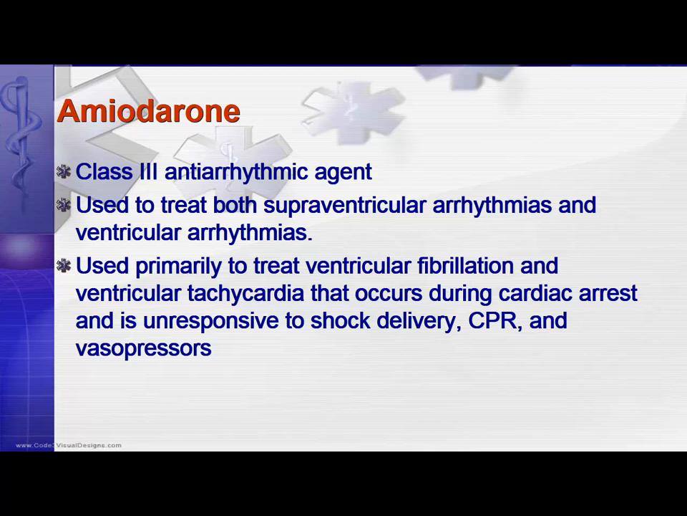Okay? All right, amiodarone, class 3 antiarrhythmic agent, used to treat both supraventricular arrhythmias and ventricular arrhythmias. So again, it's another good drug for your tachyarrhythmias. Only thing is that amiodarone long-term has some pretty nasty side effects to the body and some toxicity issues as well. Used primarily to treat VFib and VTach that occurs during cardiac arrest and is unresponsive to shock delivery, CPR, and vasopressors. So what does that mean? That means that we use amiodarone if we have a patient that is in refractory VTach. What does that mean? It means that it hasn't been responsive to any other treatment. Okay? Just give me a little hint.